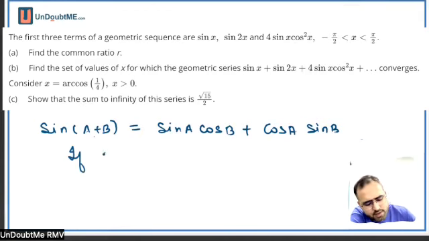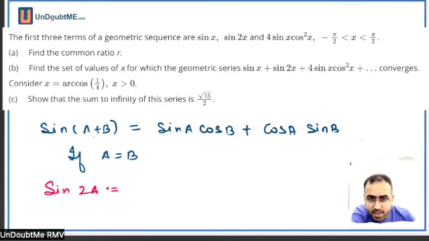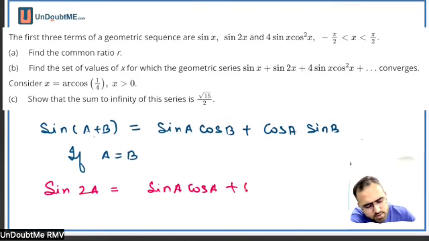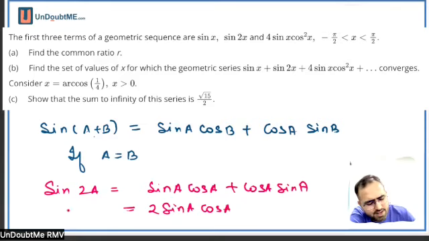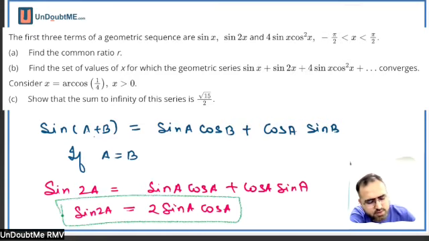Now, if A is equal to B, then the same formula becomes sine of 2A. If I replace everything by A, I will get sine A cos A plus cos A sine A. These are the same terms, so it can be written as 2 sine A cos A. This is a very important result which can be used in both physics and maths. You will get this term in the question. You should simplify by putting this value and get the actual value of the common ratio.